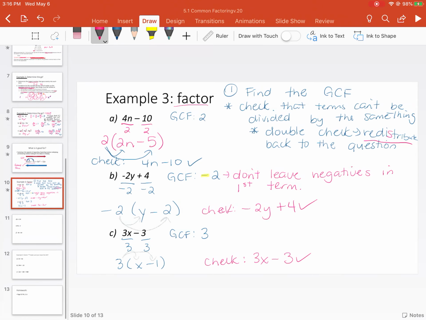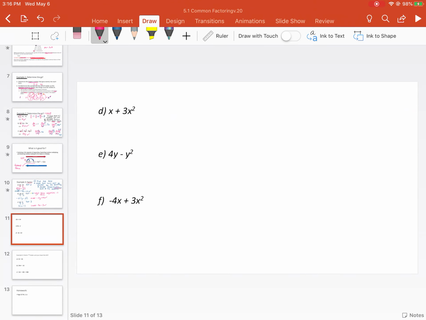3 times x is 3x. 3 times negative 1 is negative 3. And that is the question. So we're good to go.